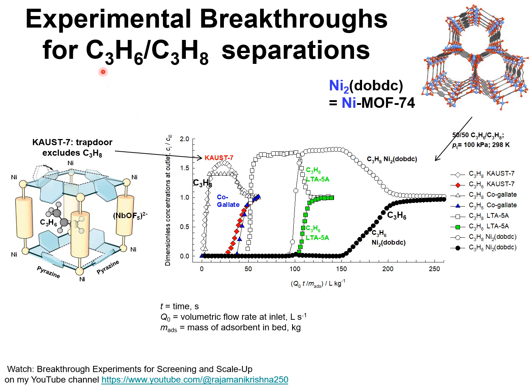For separations of 50-50 propene-propane mixtures, I compare the breakthroughs obtained experimentally with 4 different MOFs: Caust 7, cobalt gallite, LTA 5A zeolite, and nickel MOF 74. All these experiments were performed at a total pressure of 100 kilopascal and 298 Kelvin.